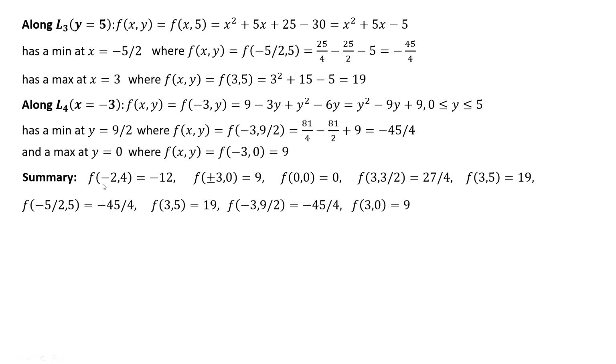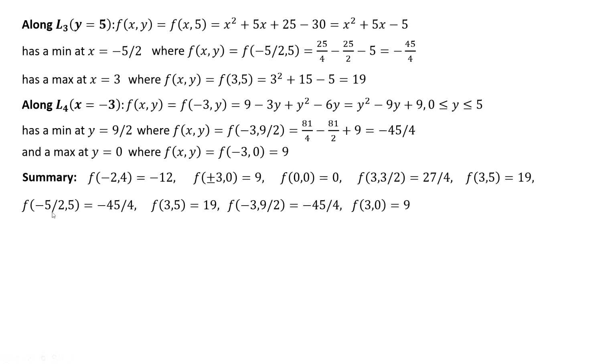The first one is the critical point, (-2, 4). The function has a value of -12 there. And then along L1, we have these values, and L2, L3, and all we now need to do is patiently look at which one is the smallest value. This is -45/4, which is less than -12. Oh, so -12 is the smallest.